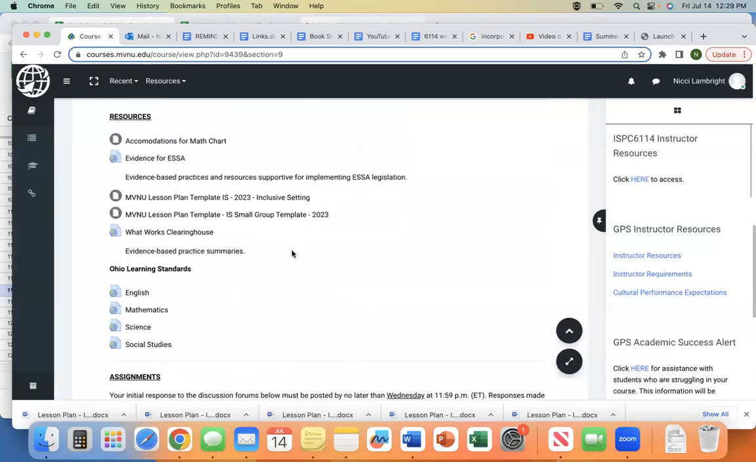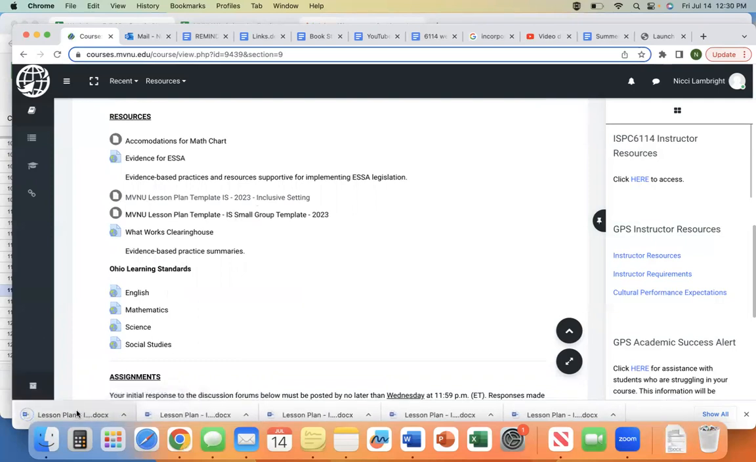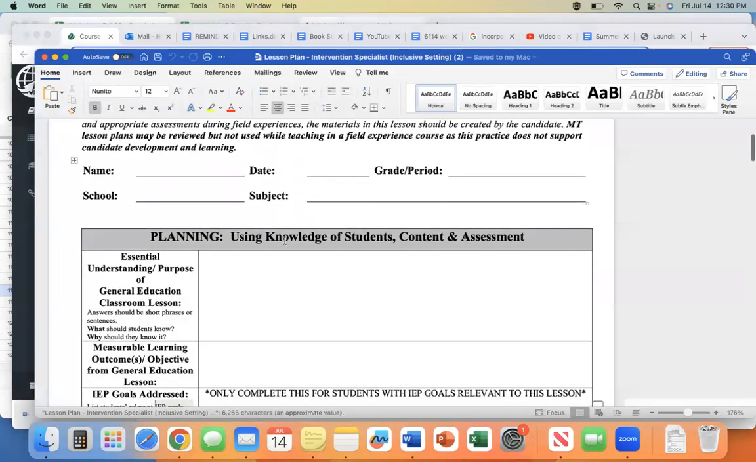And what we've provided to you here are 2 different lesson plan options. So this is our new intervention specialist based lesson plan template. Our general template is for a general education class and setting. And for IS candidates, we have some more specific things to make sure that we have in there. So the inclusive setting one would be what you are going to use if you are working with students in a general education setting. So an inclusive or co-taught situation typically.